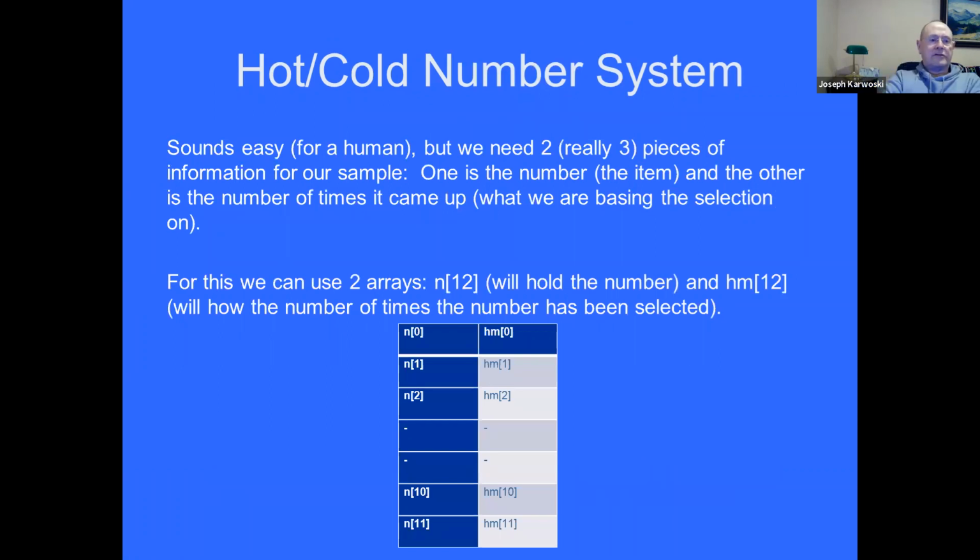Okay, hot cold number system. What I just said sounds pretty easy. Look at the whole list. Oh, I want these 11 numbers. That's easy for a human to say. But for the computer, we want the computer to pick it. I mean, that's the whole idea of trying to sell this program to someone. Not keep track of numbers. They can do that with a piece of paper.